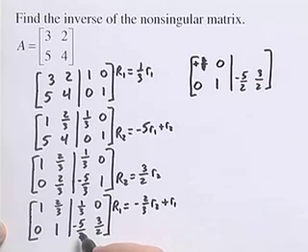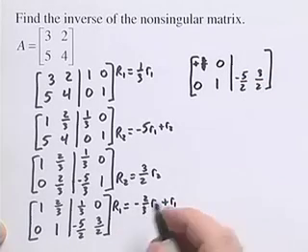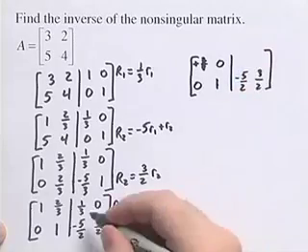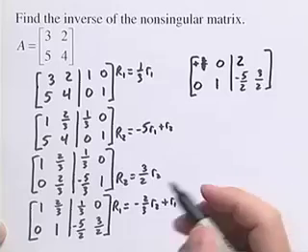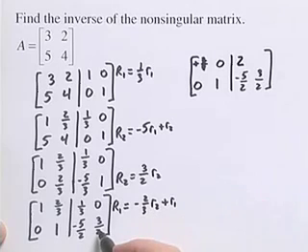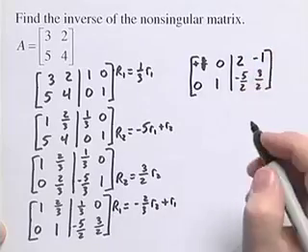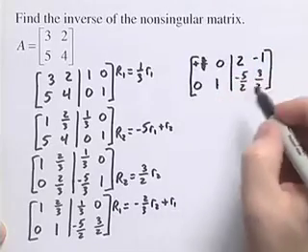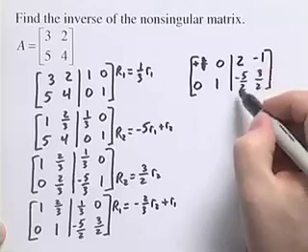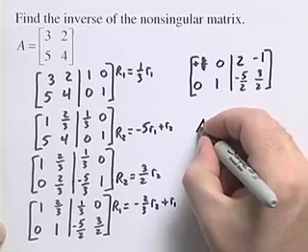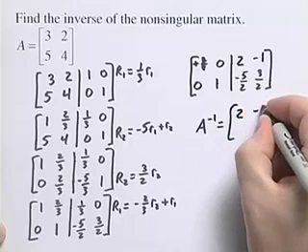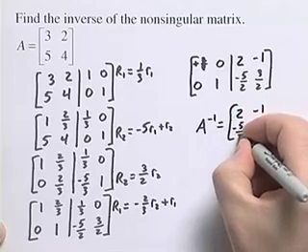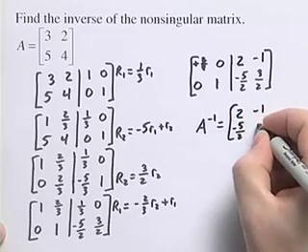-2/3 times -5/2, two negatives make a positive. We'll end up with 5/3 plus 1/3 is 6/3, which is 2. -2/3 times 3/2, that's -1, plus 0 is -1. Since we have our identity matrix here, this matrix that we've augmented becomes our inverse matrix. So A inverse is equal to 2, -1, -5/2, 3/2.